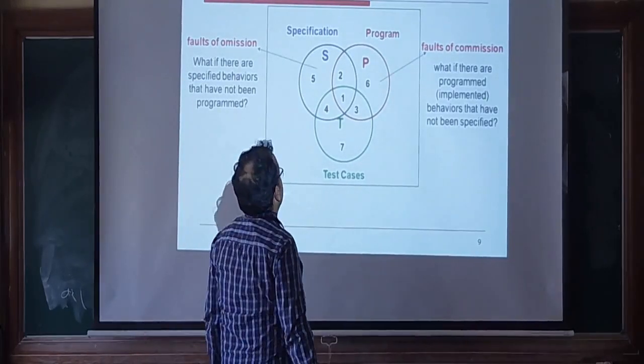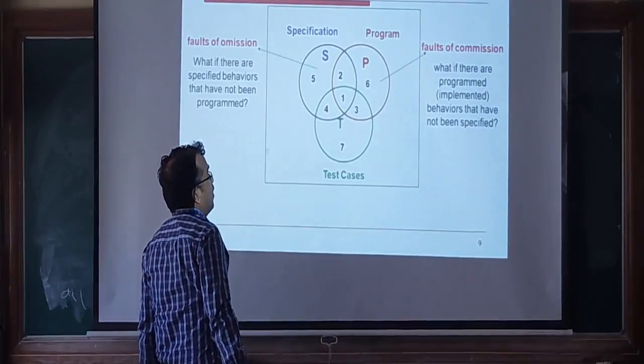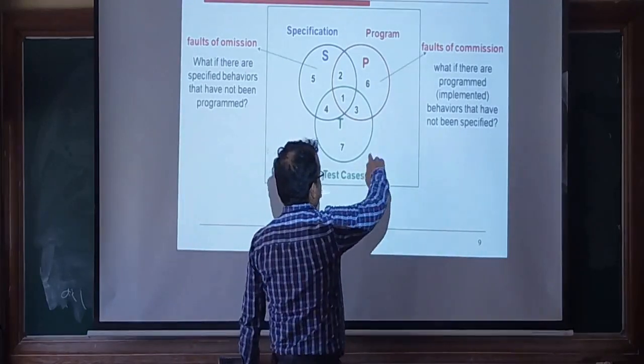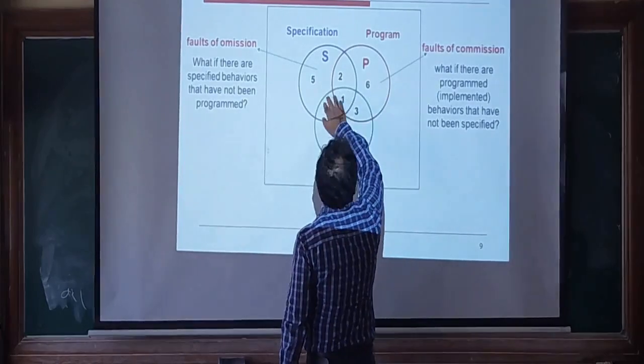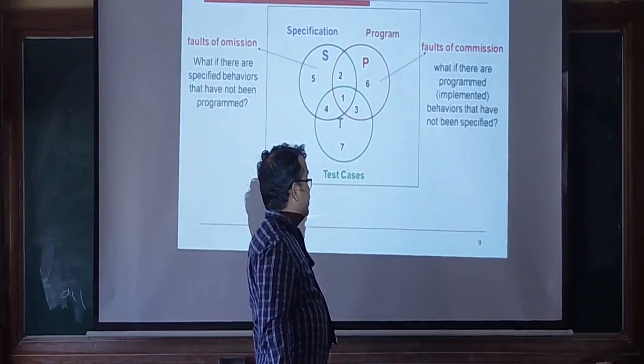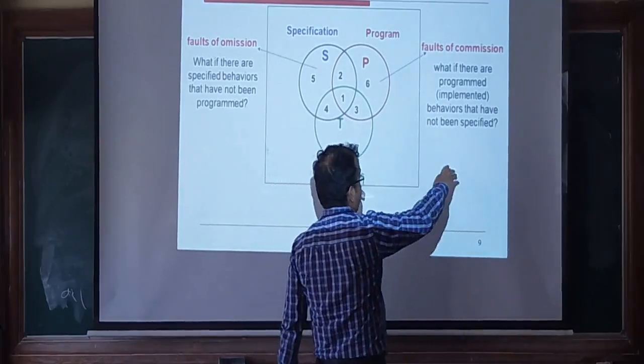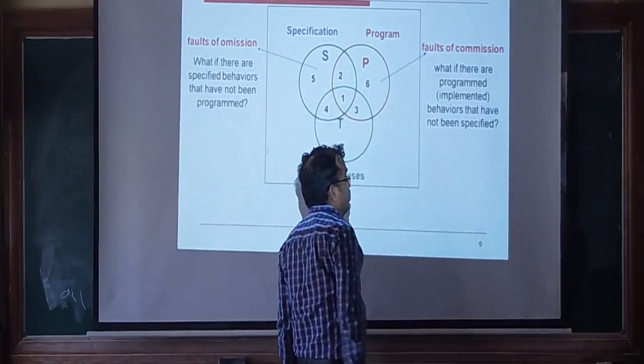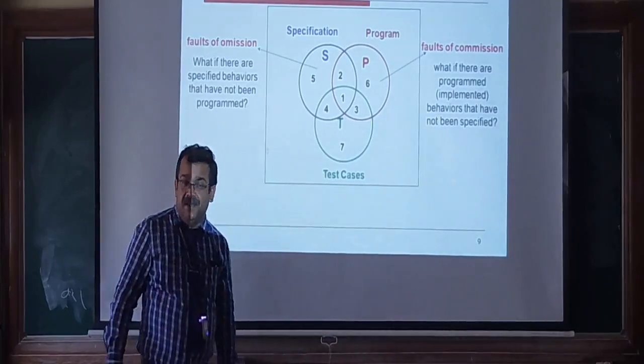Okay. So similarly, faults of commission. Here this part indicates the faults of commission because it is being executed but it was not specified. So it is being programmed or implemented but has not been specified. Okay.